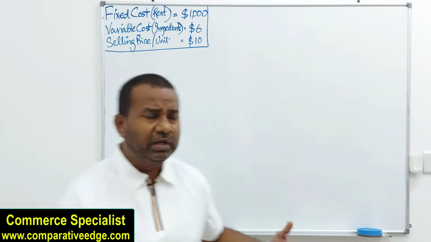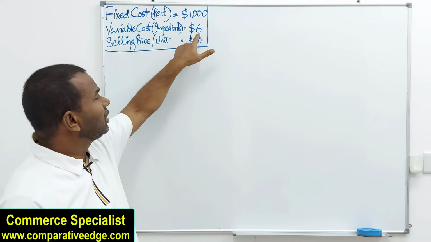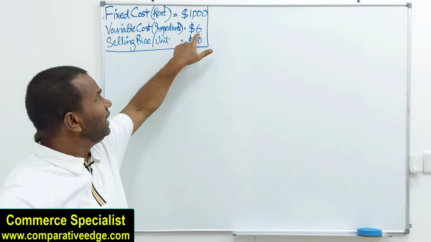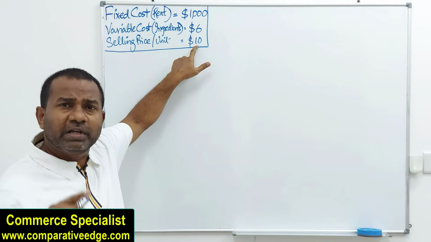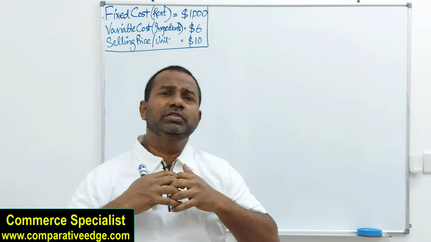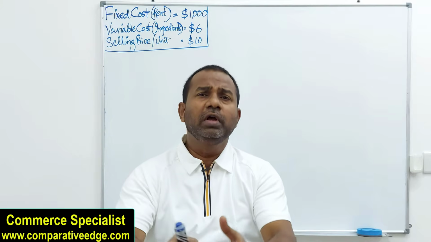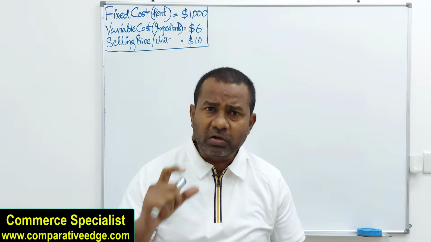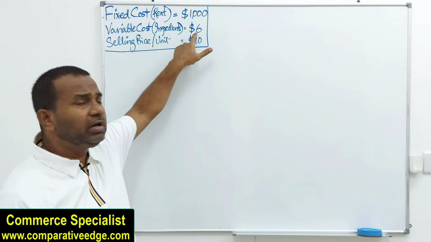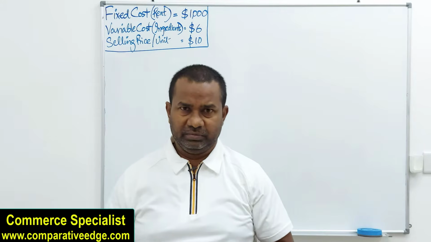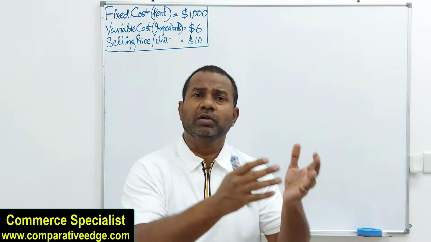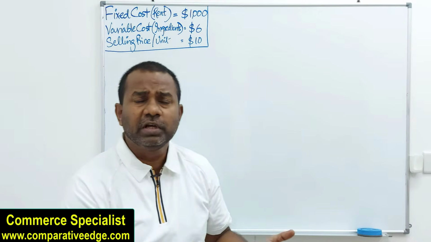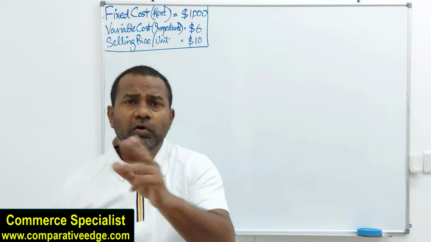For example, in this case, the cost of making one chicken roll is $6. And how much is it sold for? $10. So the moment one chicken roll is sold, you are getting $10. This $10 covers your variable cost immediately. In fact, you are getting something extra. The cost of making is $6, you're selling it for $10, you're getting $4 extra.